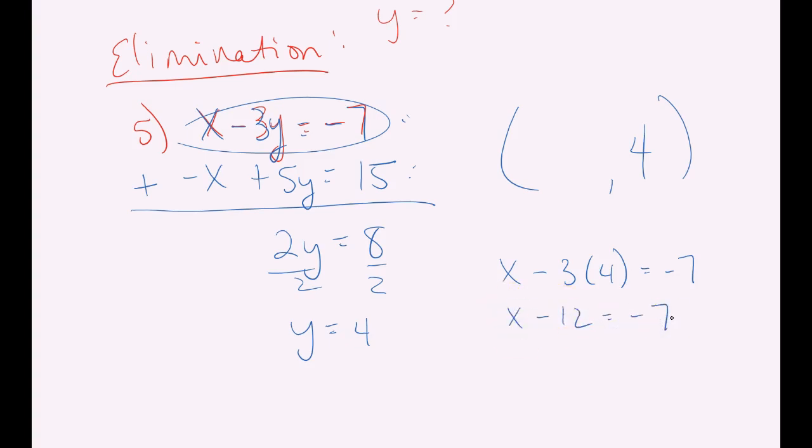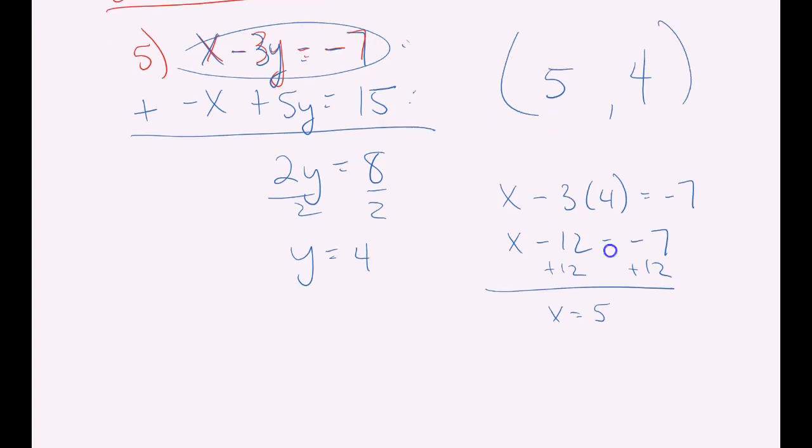Now, if you can't do that in your head, just solve for x. Just add 12 to both sides. X is equal to, is that a 5? Yes, 5. Okay, so 5, 4 is the point.